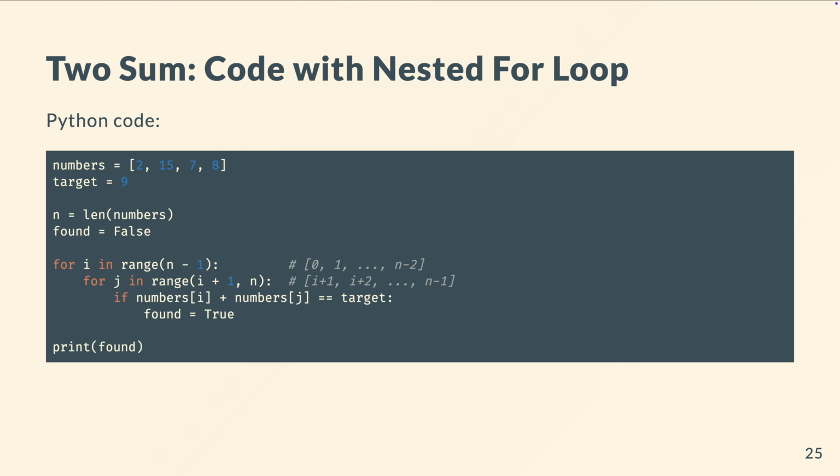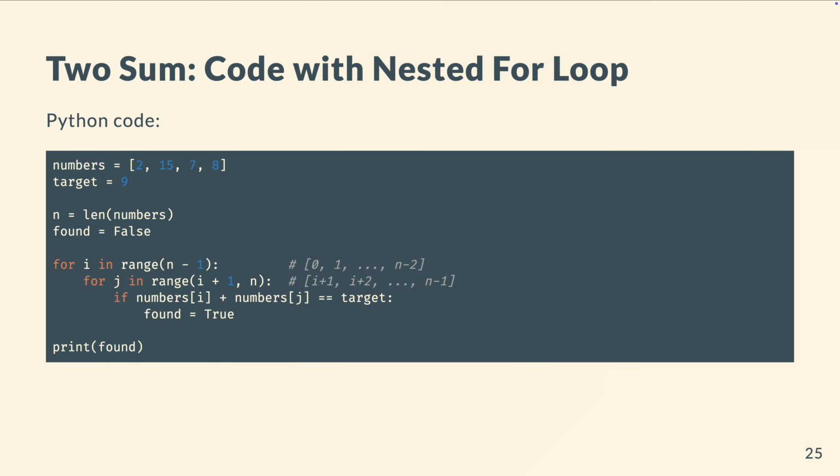Here's the Python code for twoSum. Let's read the code carefully, line by line. We are given the input list, numbers. It contains 2, 15, 7, 8. We are also given target equal to 9. We set n to the length of numbers using the len function. n means how many items are in the list. Then we create a variable named found and set it to False. False means we have not found the pair yet.